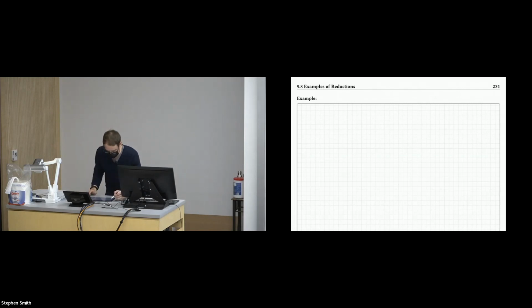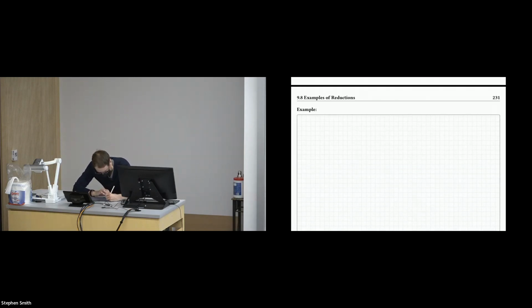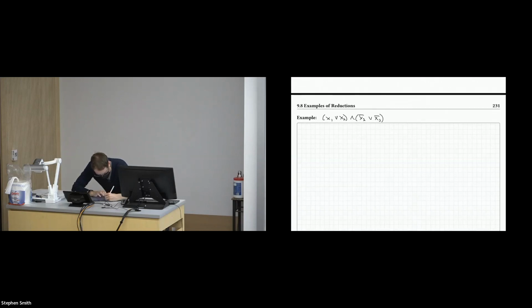So let me take a few minutes to sketch out an example, because I think it'll help. It'll also show you how ugly this idea becomes. So let's take a very simple formula, which is x1 or x2, and not x2 or not x3. This is the clause Z1, this is the clause Z2.